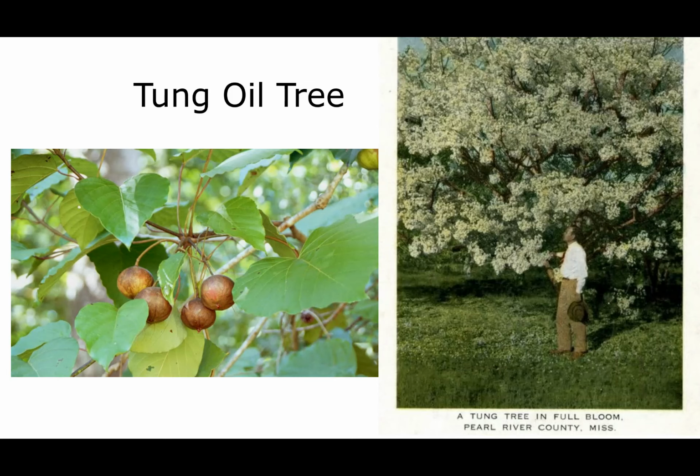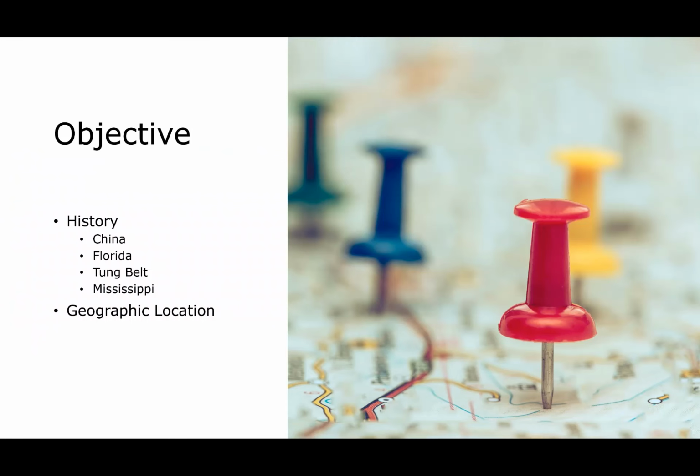Now, looking at this picture to the right, this is a tung oil tree located in the famous Pearl River County, Mississippi, and it is totally in bloom. And this picture was probably taken in the late 1930s to 1940s. And you can find this photo on the Mississippi Gulf Coast Heritage.